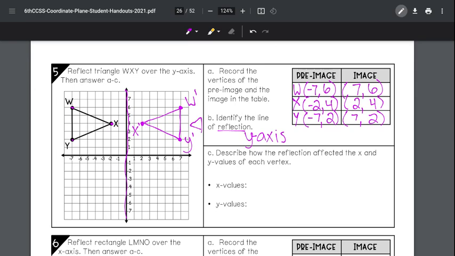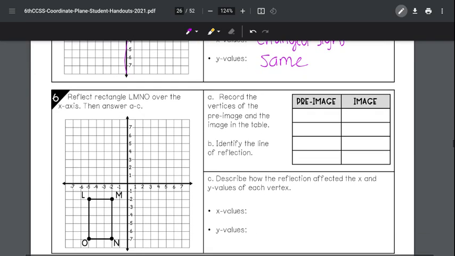Part C, describe how the reflection affected the x and y values of each vertex. Okay, so looking at my points, my x values changed signs, and my y values stayed the same. So if you're flipping over the y-axis, your x changes. If you're flipping over the x-axis, your y changes. Okay, so you just got to remember that.